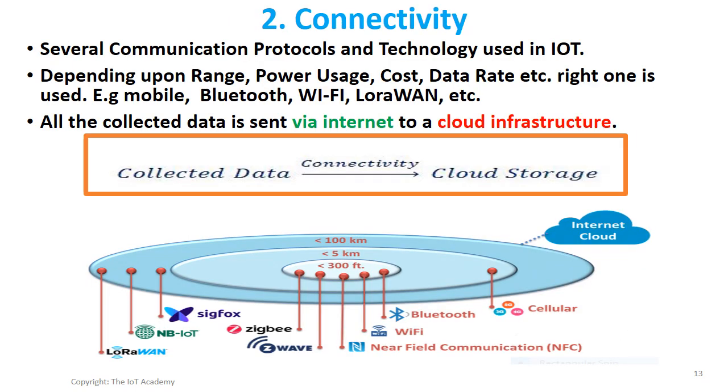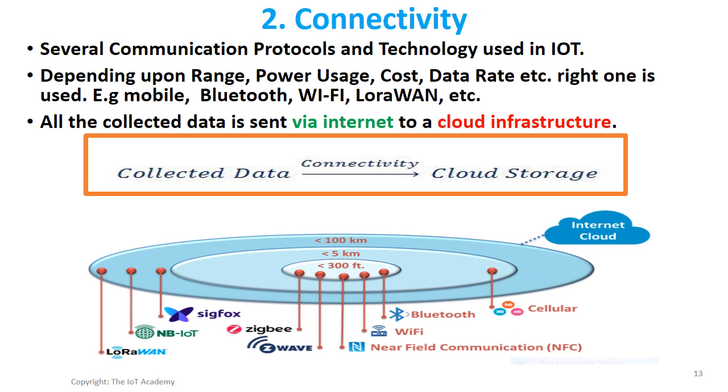So the second part is connectivity. Several communication protocols and technologies are used in IoT. Depending on range, power usage, cost and data rate, the right one is used. Like in our mobile, there is Bluetooth, Wi-Fi, LoRaWAN, etc. All the collected data is sent via the internet to a cloud infrastructure. So in the first stage we collected the data, and now, using connectivity, we are sending data to the cloud.